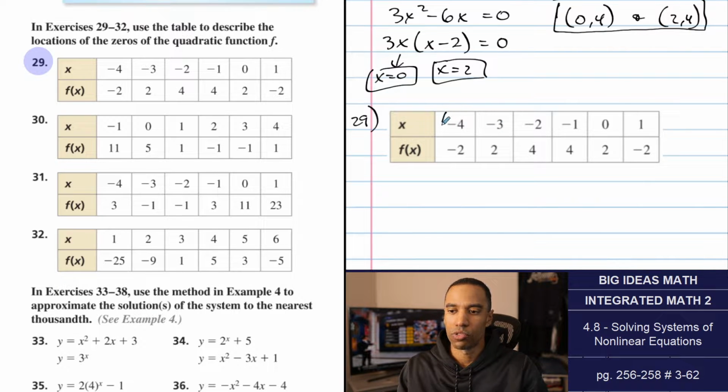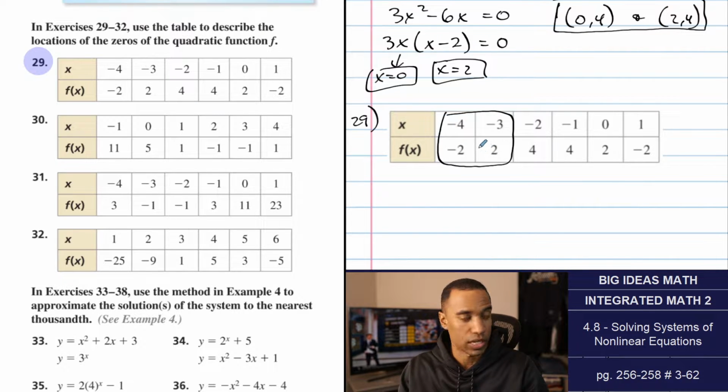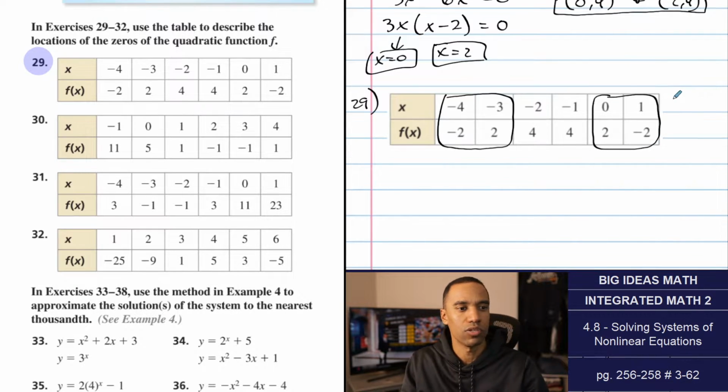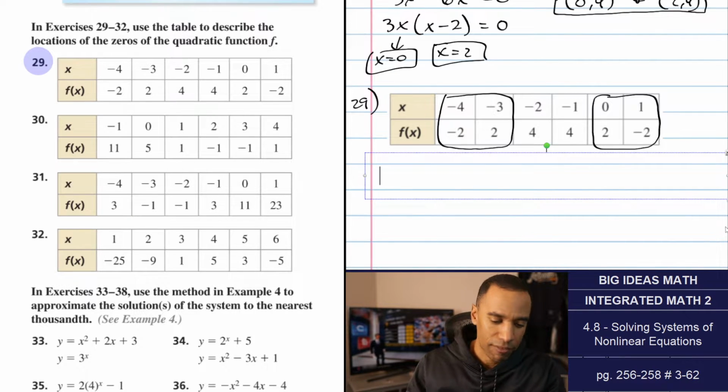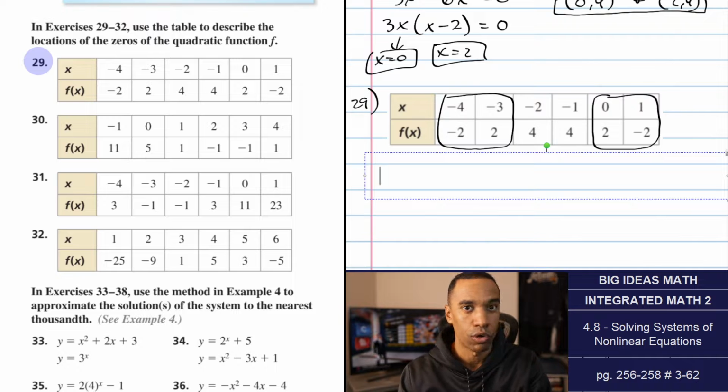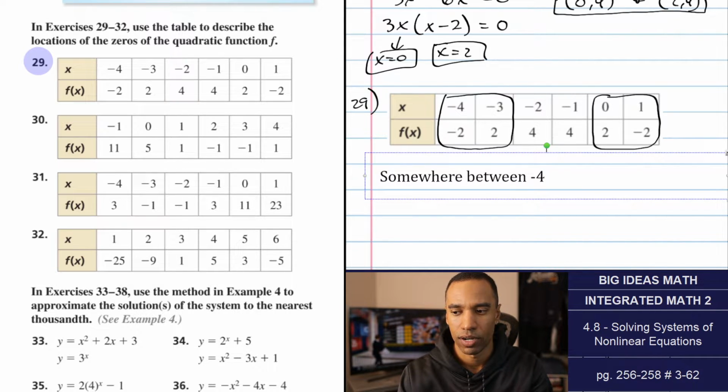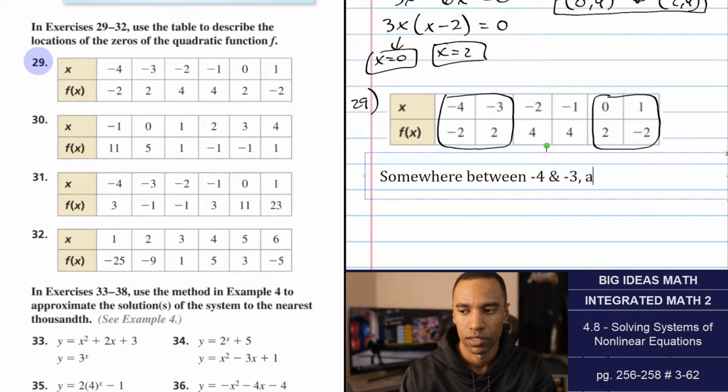y will equal 0 somewhere between x equals -4 and x equals -3, because your graph goes from negative to positive here. Somewhere 0 is hit on this continuous function. And same with this one. It goes from positive to negative somewhere between 0 and 1. So they said use the table to describe the locations of the zeros. The zeros are the values of x that give you a 0 for y. So somewhere between -4 and -3 and 0 and 1.